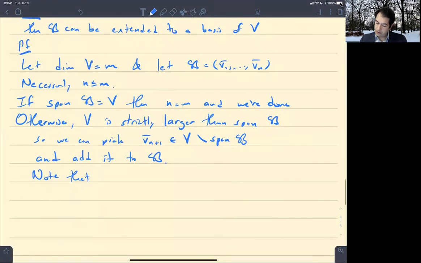Note that B is still linearly independent. It's still linearly independent by our linear independence lemma, right? Because the linear independence lemma says that the new set B, where we've added Vn plus 1, is going to be linearly independent because no element can be written as a linear combination of the ones that come before it.